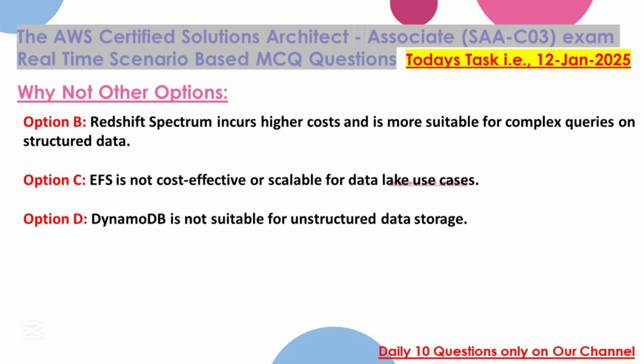Redshift Spectrum incurs higher costs and is more suitable for complex queries on structured data. Option C. EFS is not cost-effective or scalable for data lake use cases. Option D. DynamoDB is not suitable for unstructured data storage.